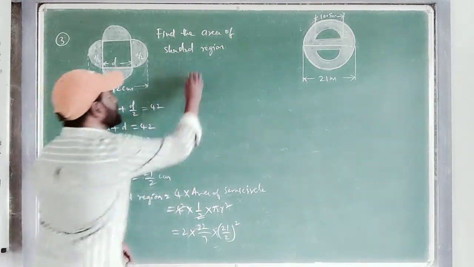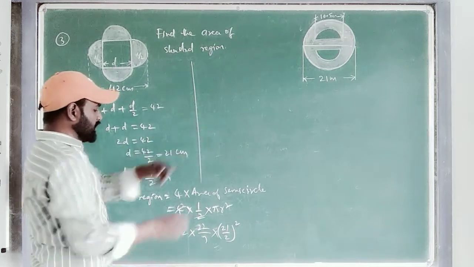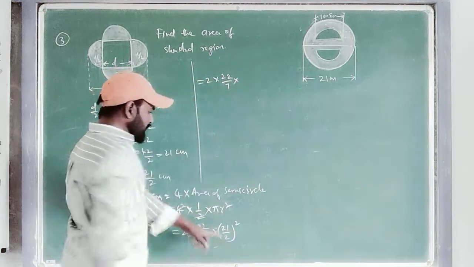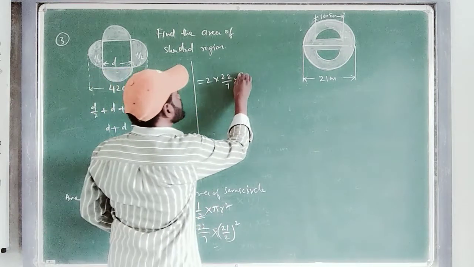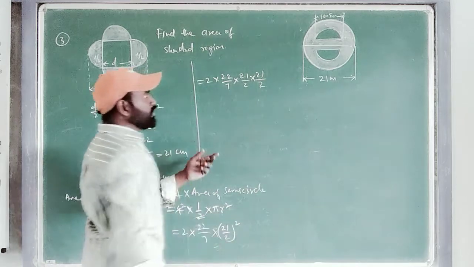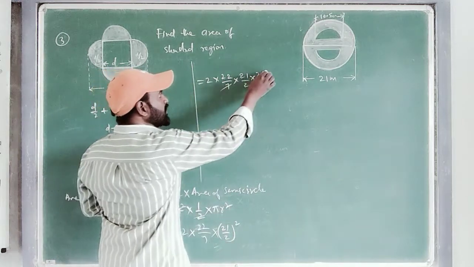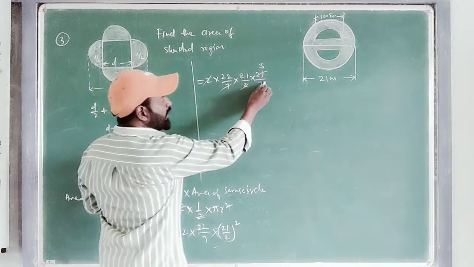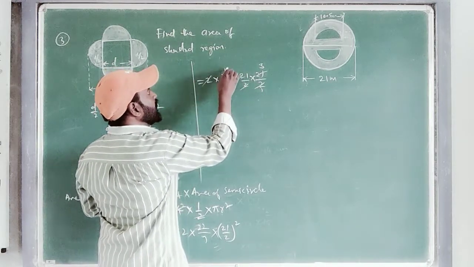Now you go for further simplification. I am doing this problem here. Now 2 into 22 by 7 into this 21 by 2, 2 times 21 by 2 into 21 by 2. Now go for the simplification. 7 ones are 7, 7 threes are 21. Now 2 gets cancelled. Again 2 here, 2 ones are 2, 11s are 22.